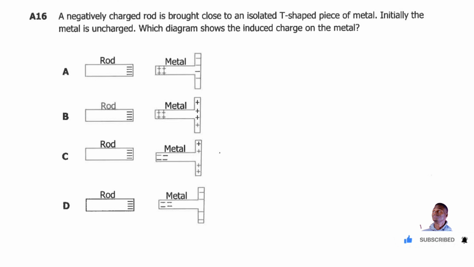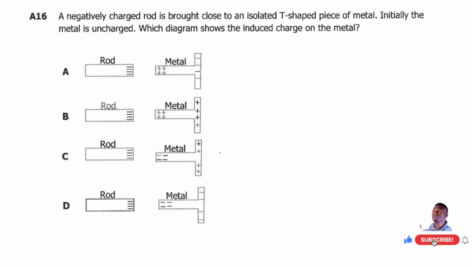Question 16. A negatively charged rod is brought closer to an isolated T-shaped piece of metal. Initially, the metal is uncharged. Which diagram shows the induced charge on the metal? Okay, induced charge on the metal.